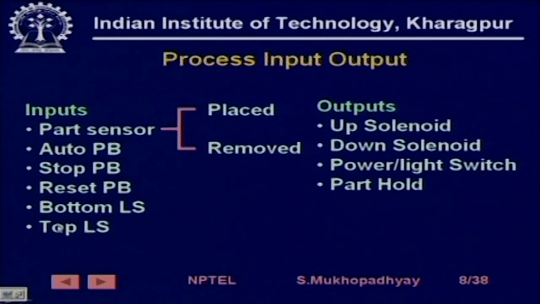Then there are the two limit switch sensors, bottom limit switch and top limit switch. For outputs, we have four outputs. We have an up solenoid, which moves the RAM up. We have a down solenoid, which moves it down. We have the power light switch, and we have a part holder, which holds the parts while they are being stamped. So, these are our outputs.